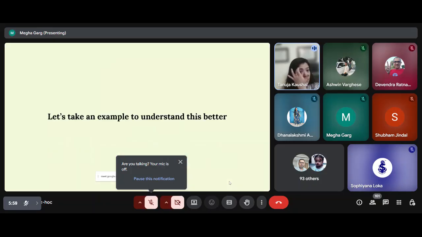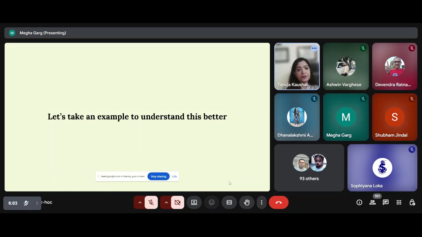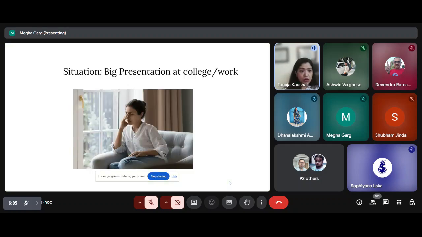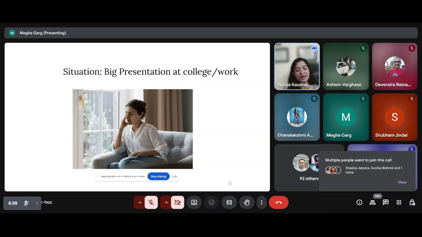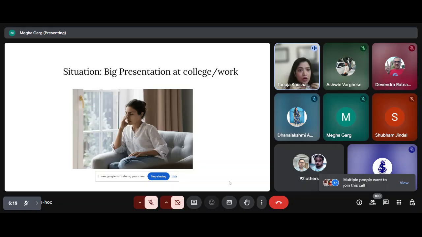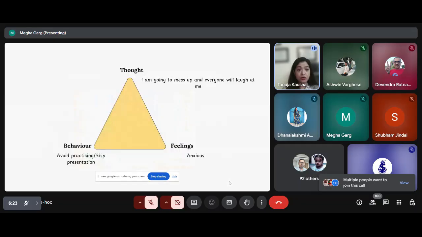One example of this triangle, we can take an example to better understand this. Imagine that you have to give a big presentation, just like I am giving this big presentation. Imagine you have to give a big presentation at school or at your work, and sometimes we all get those thoughts, oh, I'm going to mess it up, and everyone will laugh at me. Now, because of this thought, you really start to feel anxious and nervous.